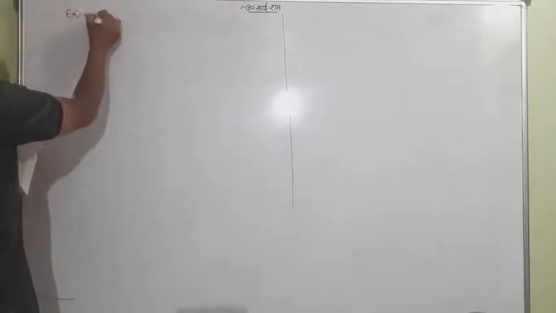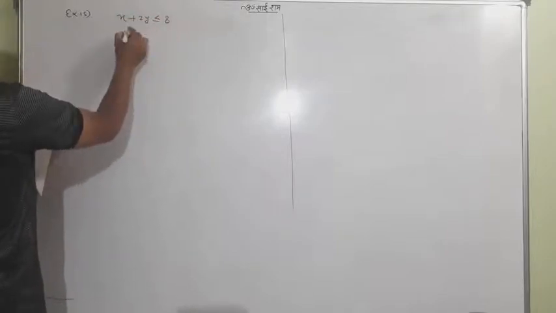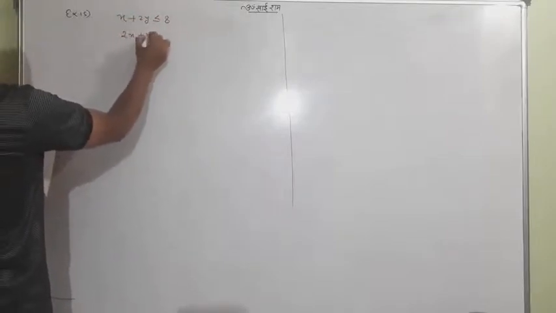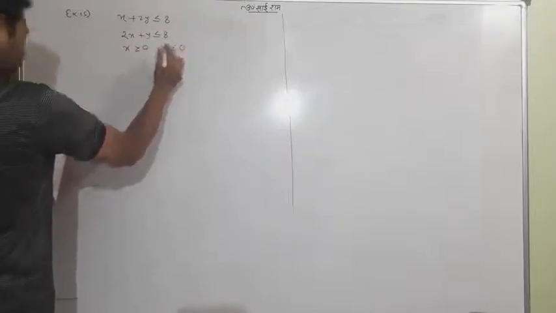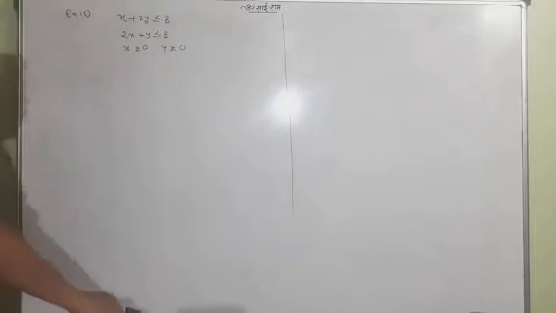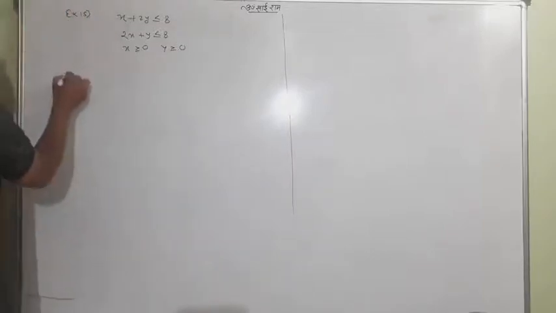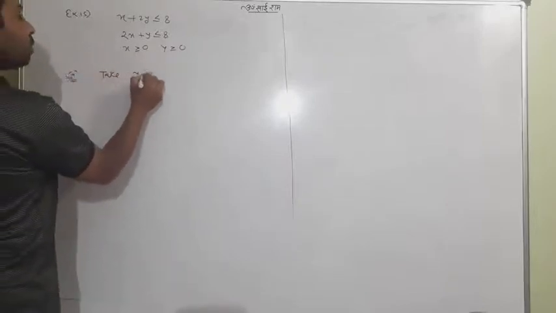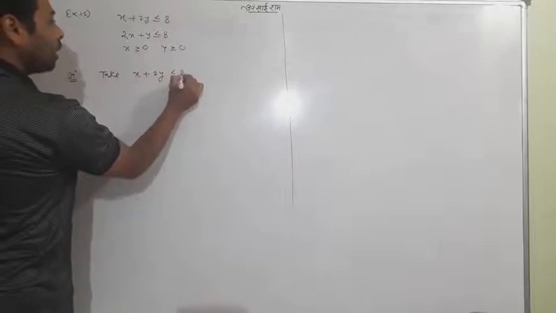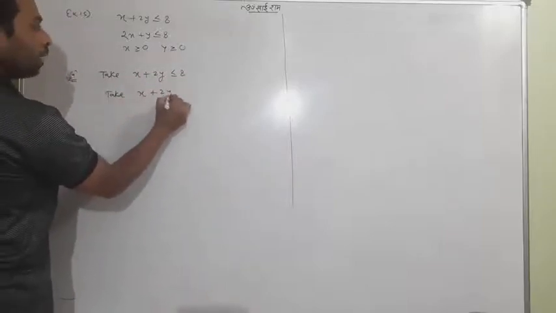Example number 15. We have x plus 2y less than 8. We have 2x plus y less than 8. We have x and y. Okay, now I will find the solution. I have already taught you the method. One by one I will take the inequalities. Take x plus 2y, taking x plus 2y equal to 8.